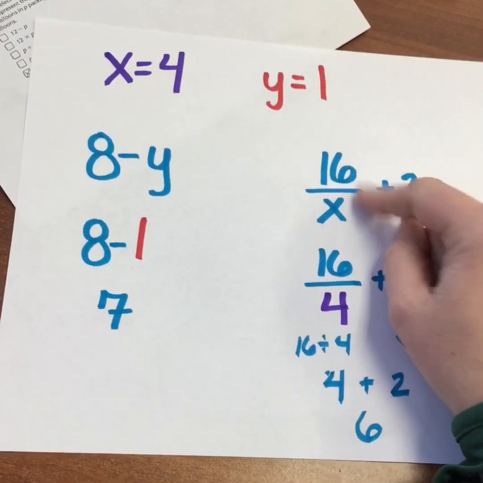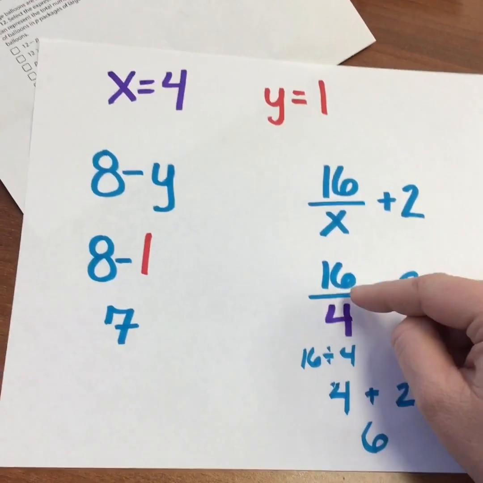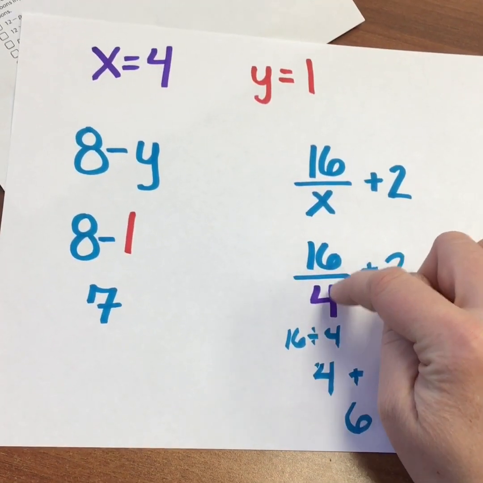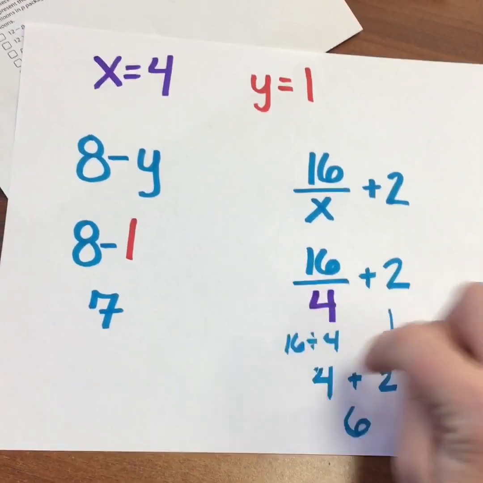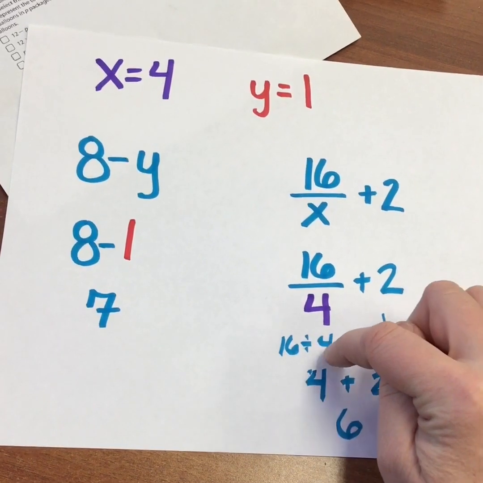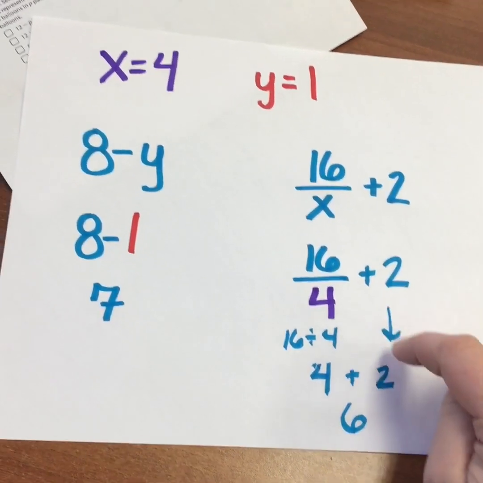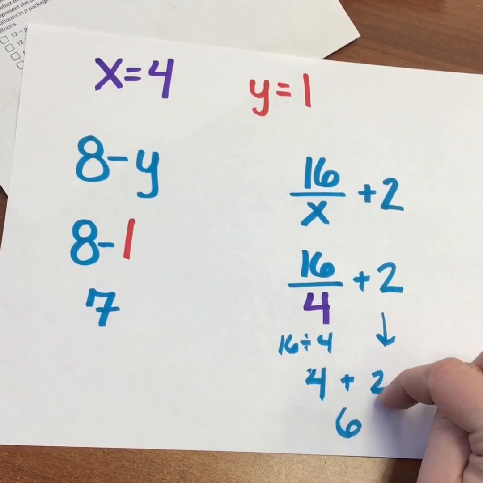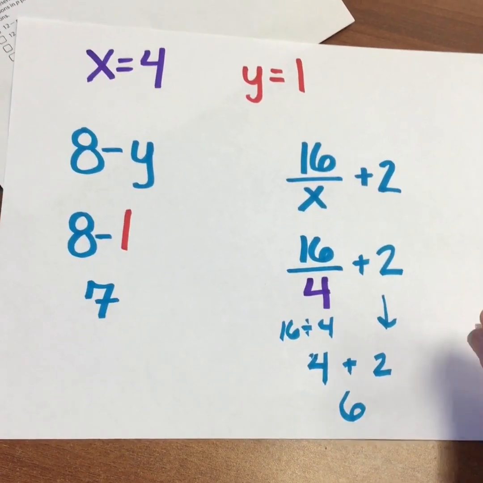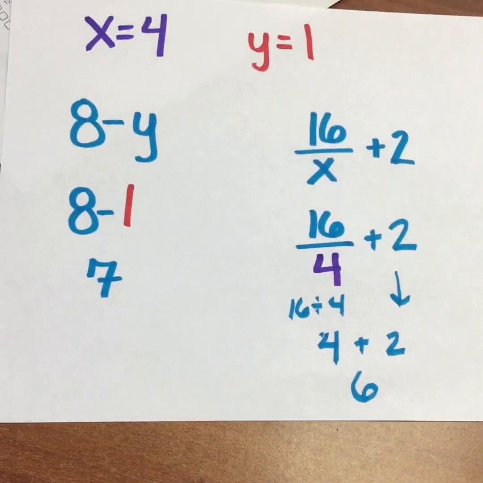Well, a fraction is a division problem. So you have to substitute the x in. 16 divided by 4. Division comes before addition. So you have to divide. 16 divided by 4 is 4. Bring down your plus 2. 4 plus 2 is 6. You have to substitute in and then follow order of operations.